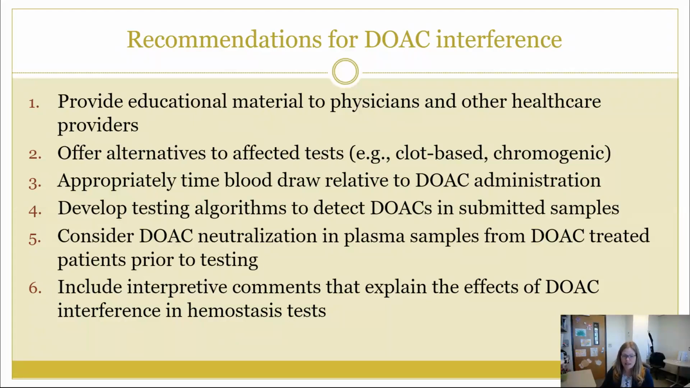It's important to develop testing algorithms to detect DOACs in submitted samples. This might not be important for every type of test, but one area in my lab where we've done this and it's been really useful is in our lupus anticoagulant testing. So for every sample that's submitted for lupus anticoagulant testing at my facility, we always run both a thrombin time and a chromogenic anti-10A activity. And with those two results together, we can figure out if the patient is on any of these anticoagulants, and that helps us formulate our interpretation and potential limitations of testing.